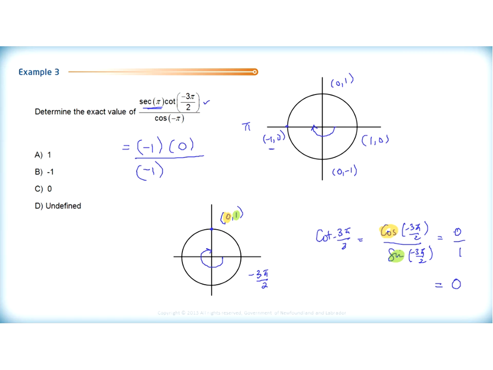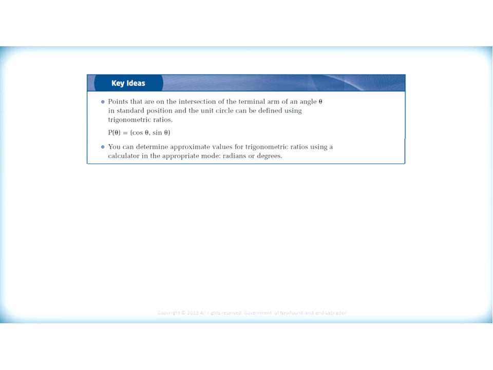Okay, let's fill that in. Times 0. So we got -1 times 0, which is 0 over -1. 0 over -1 is equal to 0. The correct answer is C. Finally done.